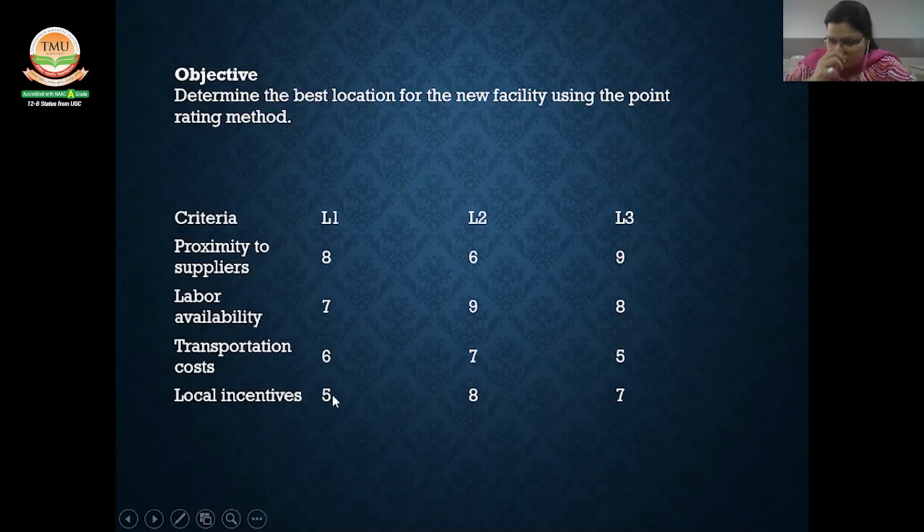Now, location 2: the proximity to supplier is 6, labor availability is 9, transportation cost is 7, and local incentives are 8. Next is location 3. The proximity to supplier is 9, labor availability is 8, transportation cost is 5, and local incentives are 7. Now we have to find which location is the best as per the points given.